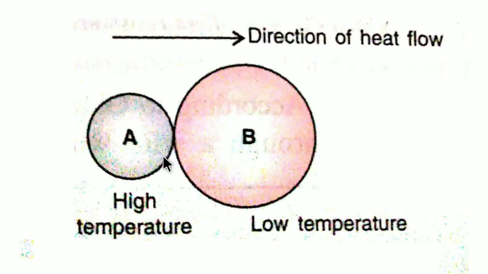Also, if two bodies of different temperatures, the one with the higher temperature and the other one with the lower temperature, are brought together in contact, then the heat flows from the body A at high temperature to the body at the lower temperature. Again, this flow of heat will continue until the bodies acquire the same temperature.